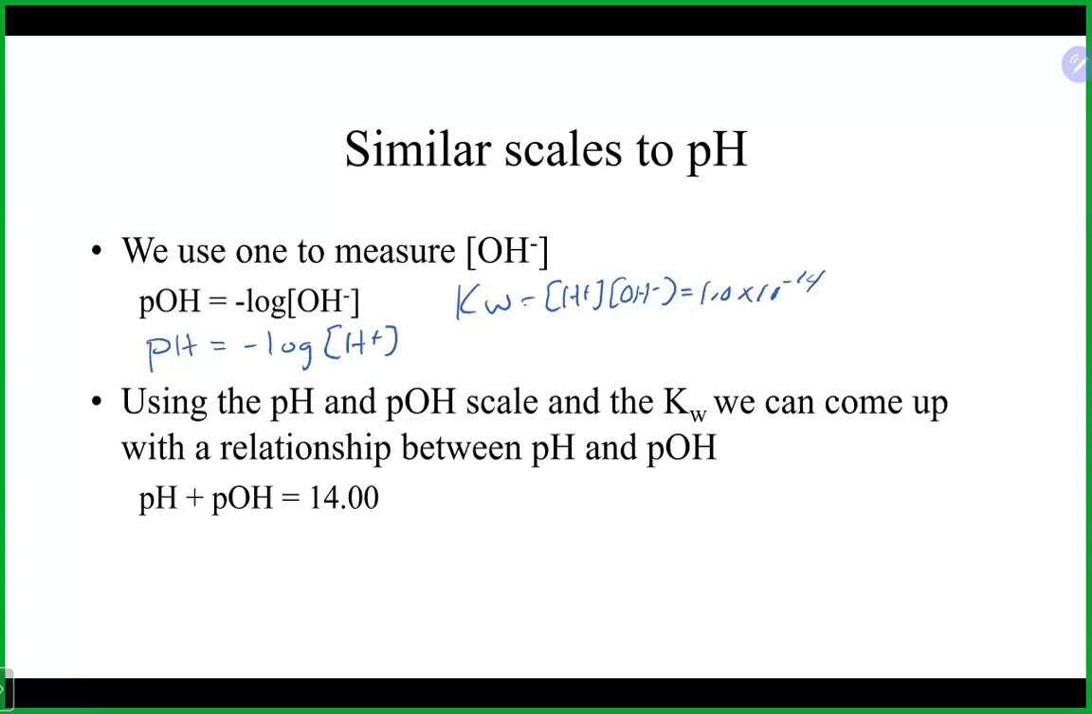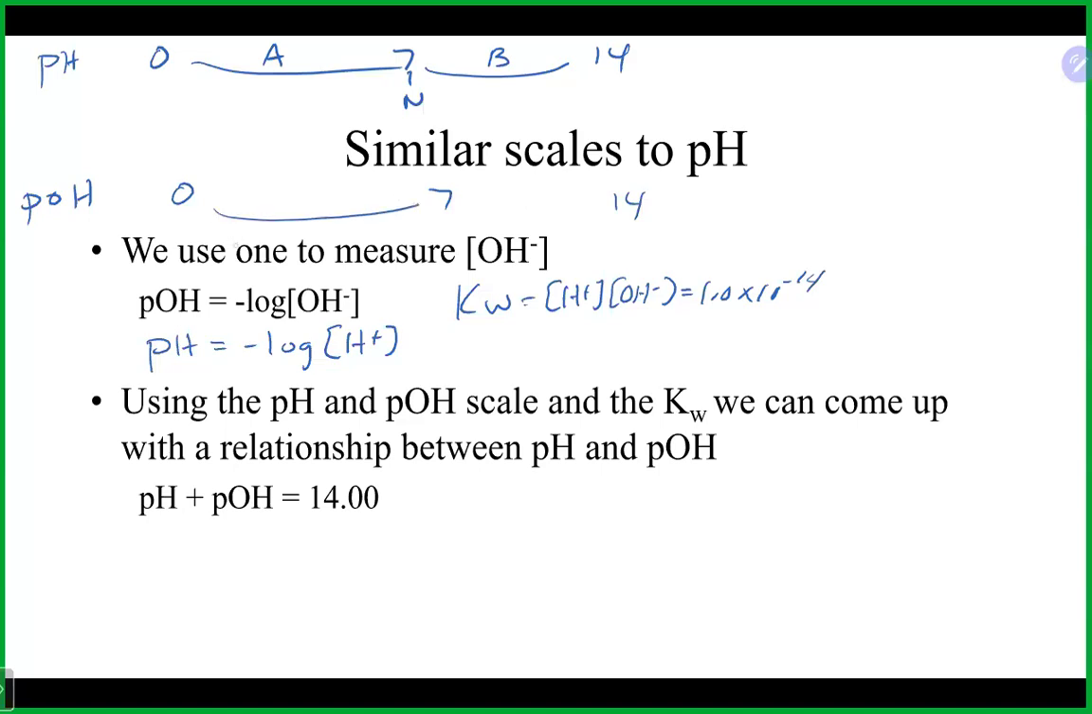Now, the pH scale, as we talked about, goes from 0 to 7 to 14. Once again, acidic is below 7, basic is above, and 7 is neutral. The pOH scale runs opposite. It also is 0, 7, and 14, but below 7 will be basic on the pOH scale. Above 7 is acidic, and 7 is neutral.